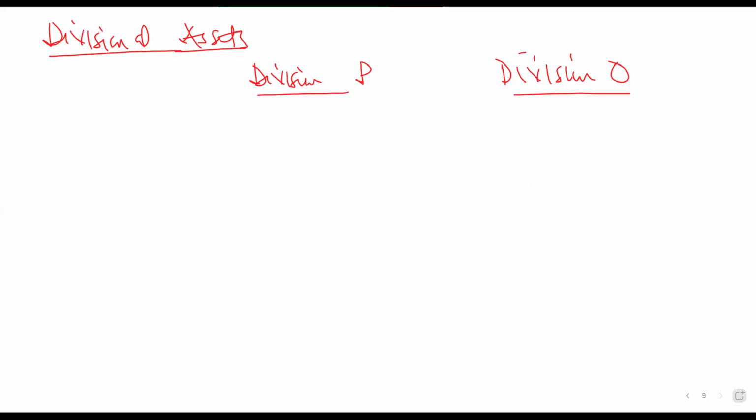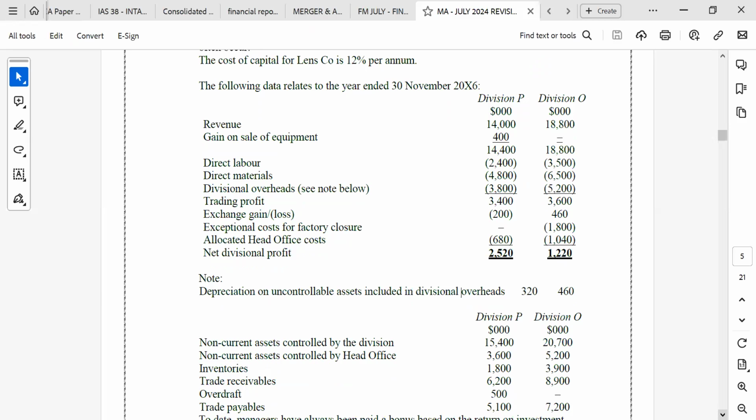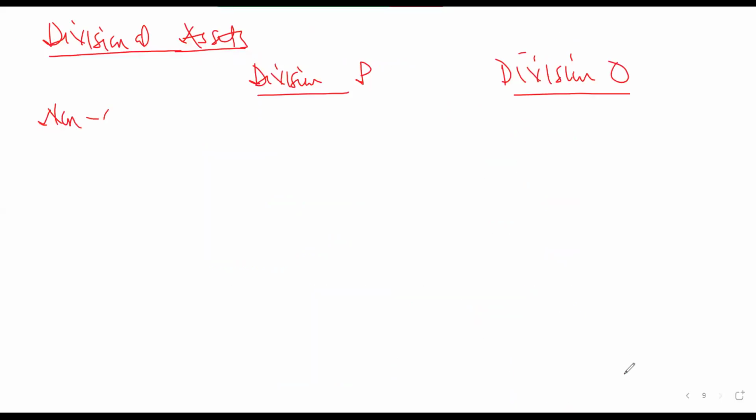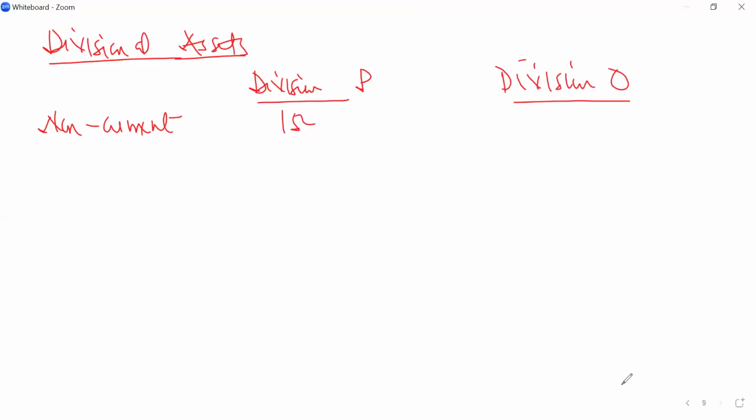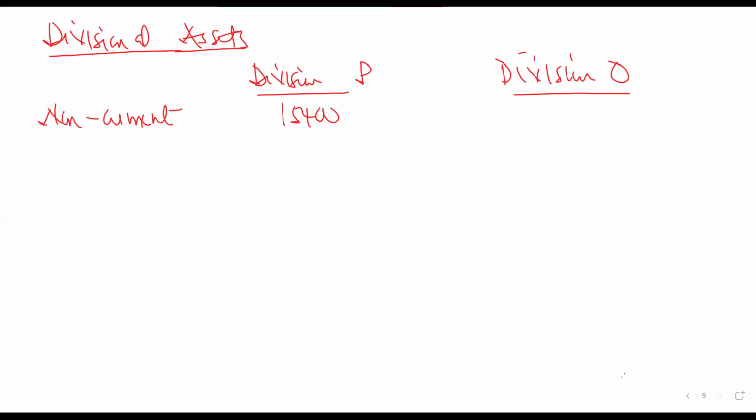So let's come to this question now. We have non-current assets controlled by the division, isn't it? So that will be part of our net assets. So how much is it for each of them? The first one is 15,400 and the other is 15,100. Then we have stock, and we have the 2,700.